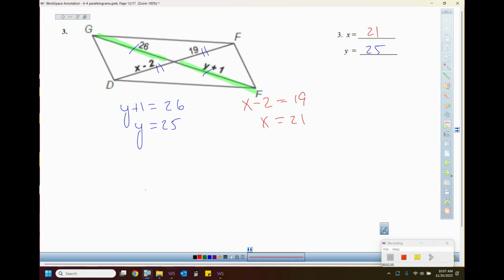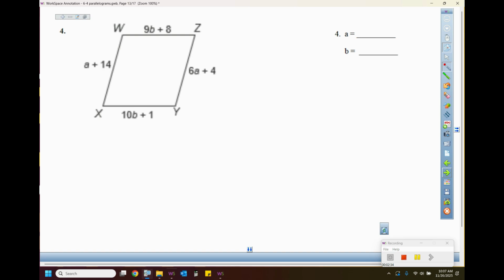Money, money, money. Then I just ask myself, what do they give me? Do they give me sides, angles, or diagonals? They give me the sides, right? So these two opposite sides should be the same. So 10b plus 1 should equal 9b plus 8. I'm going to subtract 9b over. 10b minus 9b is 1b. And then I will subtract the 1 over and get a 7 for that.